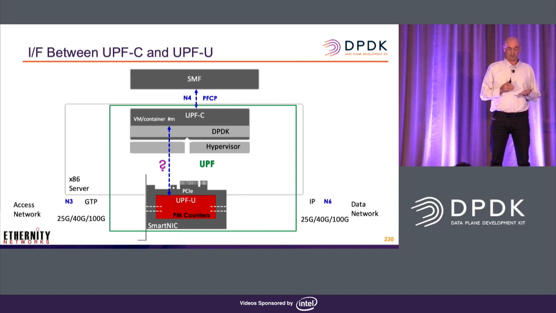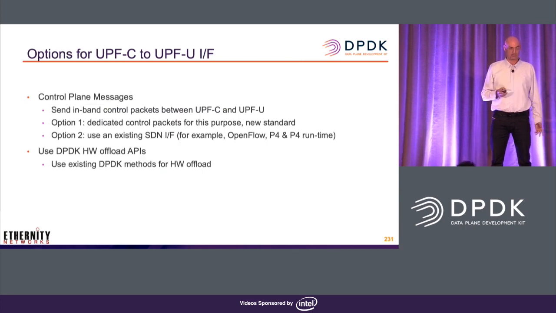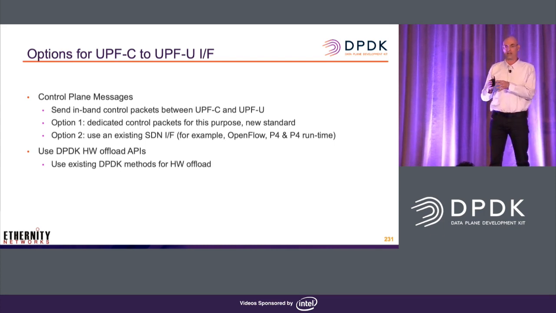And there is a question here: how does the UPF-C translate this information to the UPF-U? So what are the options? The first option is to do in-band management. We can do control plane messages. We take a few control packets received from the SMF and translate them to another protocol, and then comes the question, what protocol should we use? PFCP is complicated and not supported easily by the SmartNICs, so we need to define a new protocol.